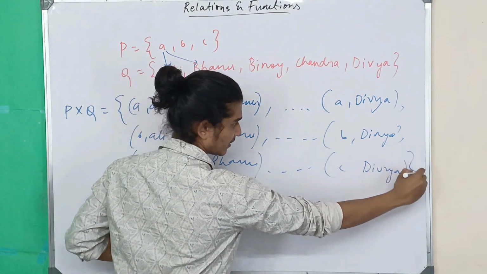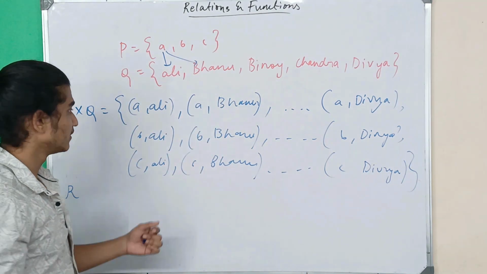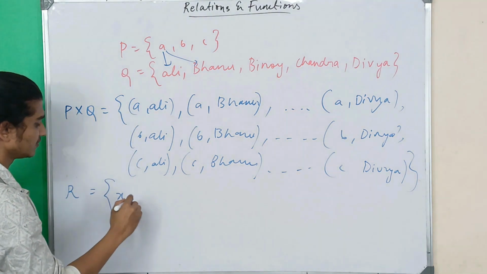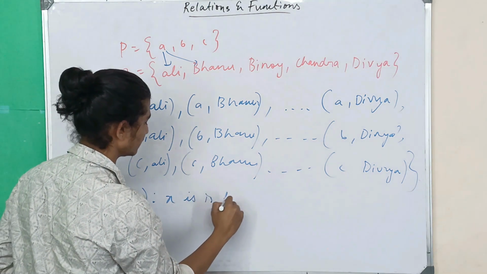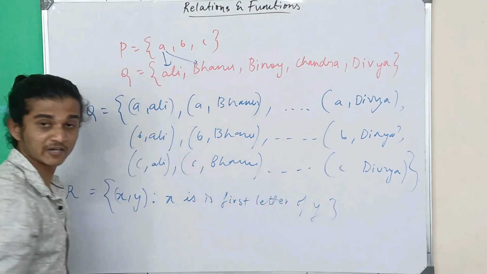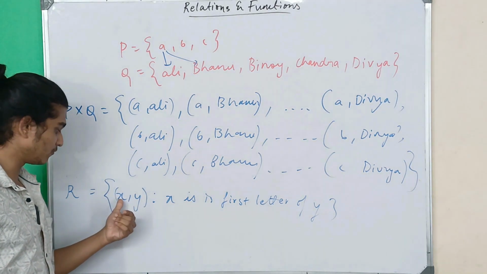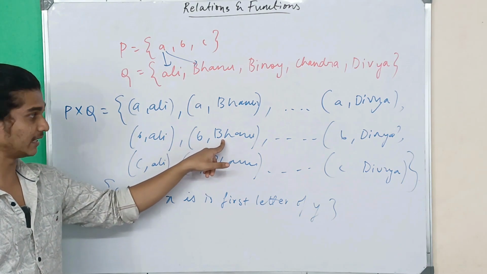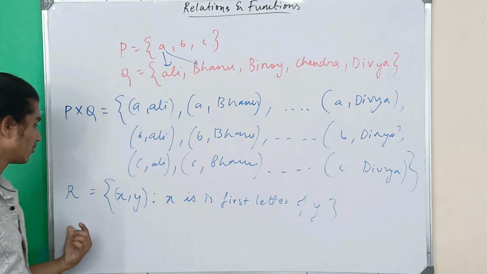Now I'm going to define a statement. I'm going to define a set. So suppose the set name I'm going to call it R, and I'm going to write the set of all x comma y such that x is the first letter of y. So basically we're supposed to find the elements in which whatever the x we have, it should be the first letter of y. For example, B Banu, and A Ali. So we need to categorize those in one single set, and we're going to call that R.